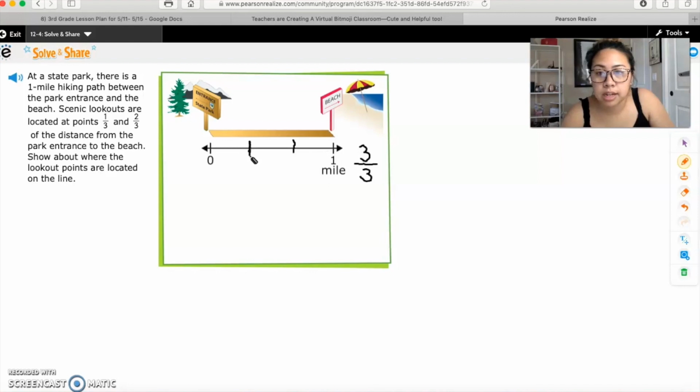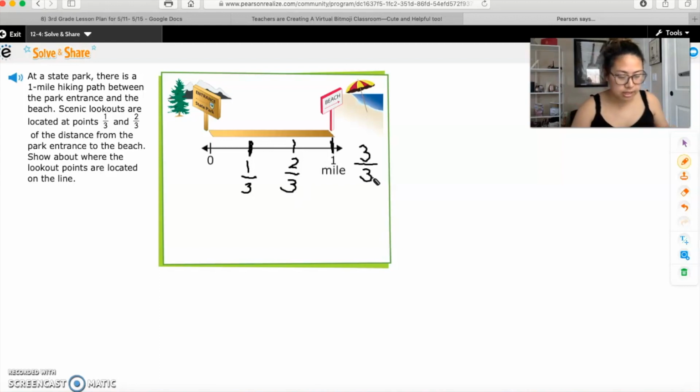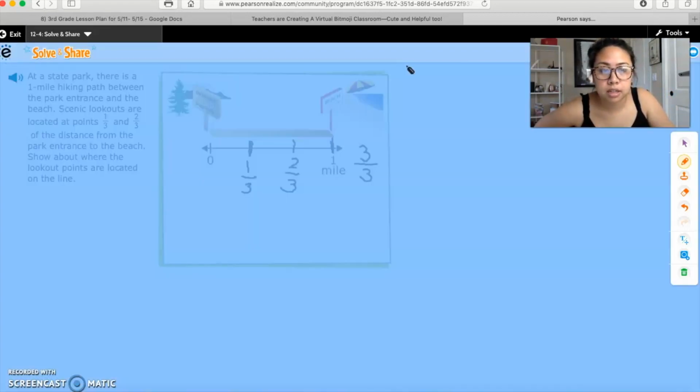So this line right here, since we made our first little area right here, this will be 1/3. Since we have a middle part right here, that will be 2/3. And then since we already know that our mile is a whole, that will be our 3/3. So that's it for the line, or for our solve and share. Let's go ahead and do your look back.